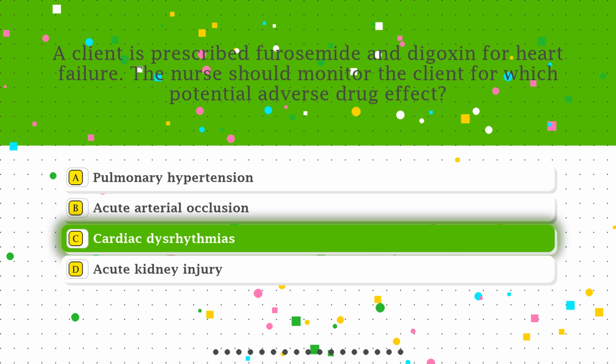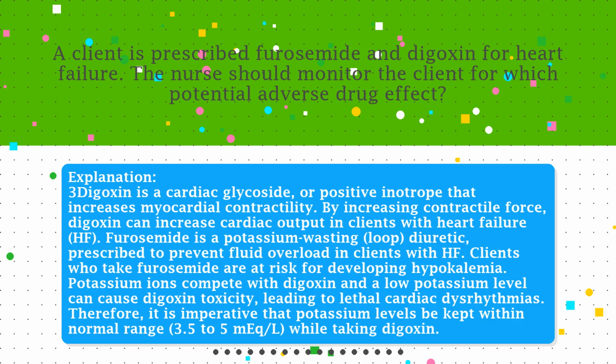The correct answer is option C. Cardiac dysrhythmias. Digoxin is a cardiac glycoside, or positive inotrope, that increases myocardial contractility. By increasing contractile force, digoxin can increase cardiac output in clients with heart failure, HF. Furosemide is a potassium-wasting loop diuretic prescribed to prevent fluid overload in clients with HF. Clients who take furosemide are at risk for developing hypokalemia. Potassium ions compete with digoxin, and a low potassium level can cause digoxin toxicity, leading to lethal cardiac dysrhythmias. Therefore, it is imperative that potassium levels be kept within normal range, 3.5 to 5 milliequivalents/L, while taking digoxin.